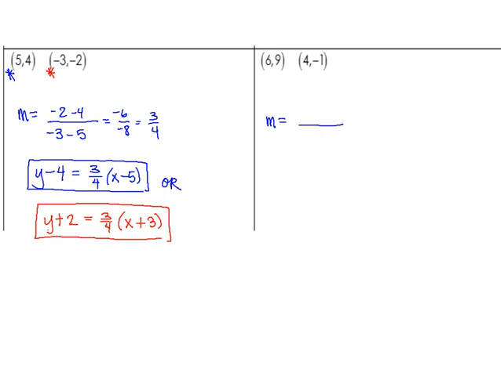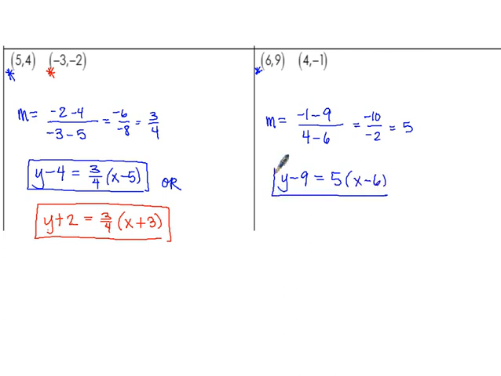And the last one in that set, hopefully these are getting easier for you to do. Negative 1 minus 9 in the numerator, 4 minus 6 in the denominator, leaving you with negative 10 over negative 2, which is positive 5. Using the first ordered pair with the 6 and the 9, y minus 9 is equal to the slope of 5 times the quantity x minus 6. There's my first point slope equation.